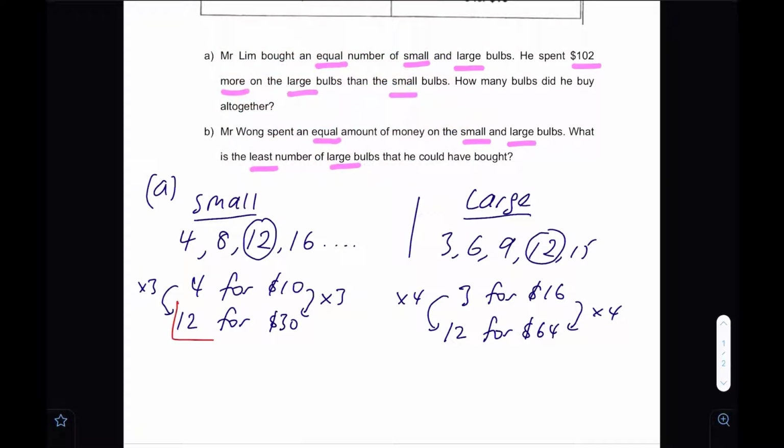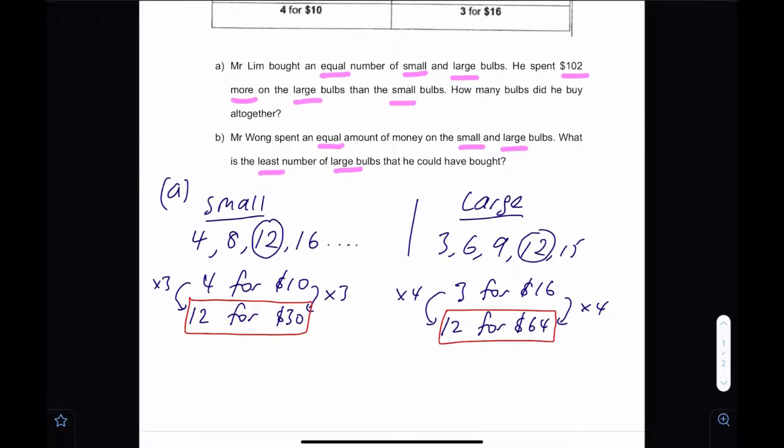Now my friends, we focus on this section over here. Now if you just buy 12 small bulbs and 12 large bulbs, then the difference in money will be 30 and 64. So that will be 64 minus $30. The difference will only be $34. Alright? But we know that Mr. Lim, when he went to buy the equal number of small and large bulbs, he actually spent $102 more on the large bulbs. Not just $34 more, $102 more.